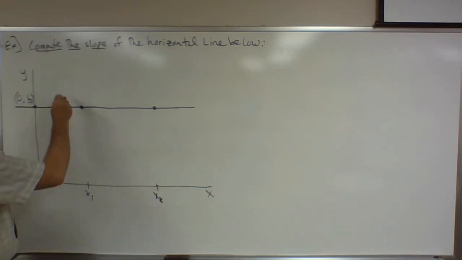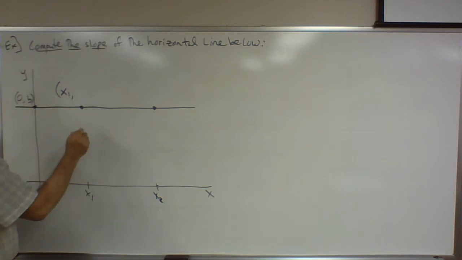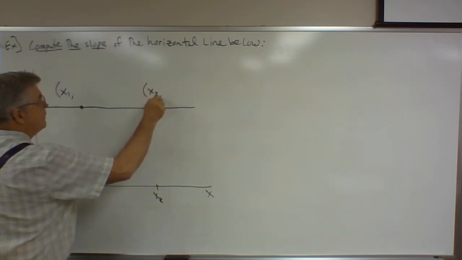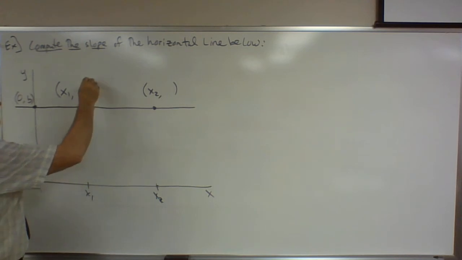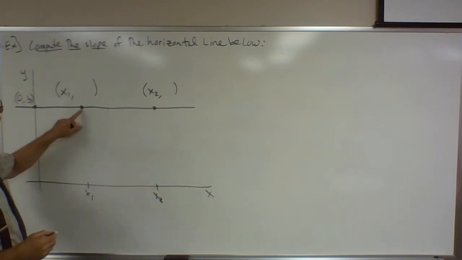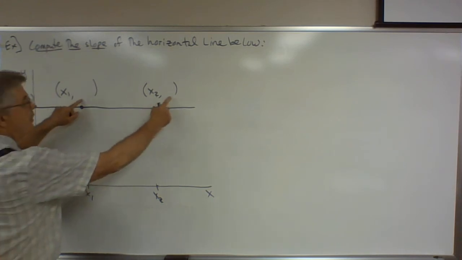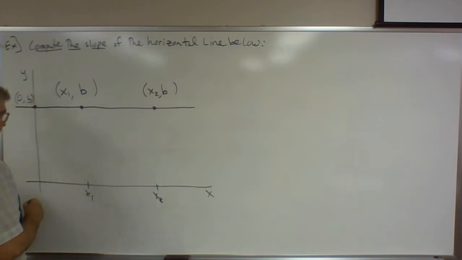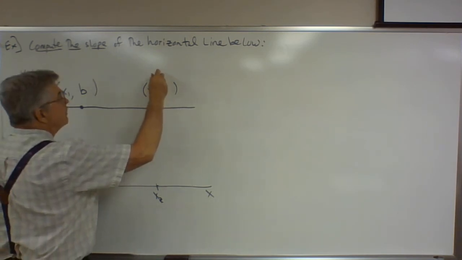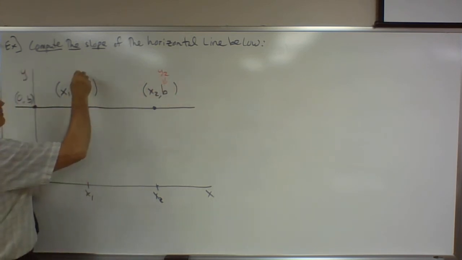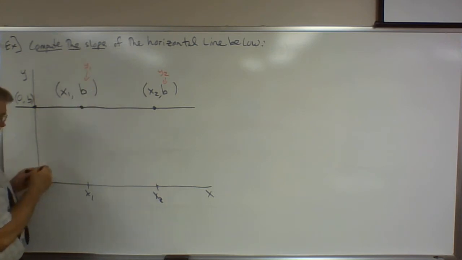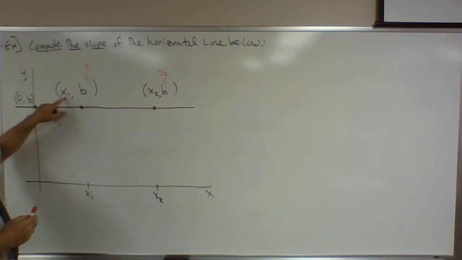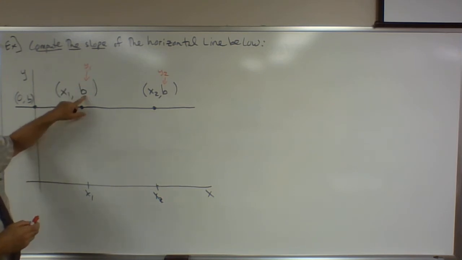We'll call the x-coordinate of the first point x sub 1. We'll call the x-coordinate of the second point x sub 2. And since this is a horizontal line, the y-coordinates are all the same, b. At this point, b technically is our y sub 1. B is the y-coordinate that is paired with x sub 1, so this is y sub 1. But y sub 1 equals b.